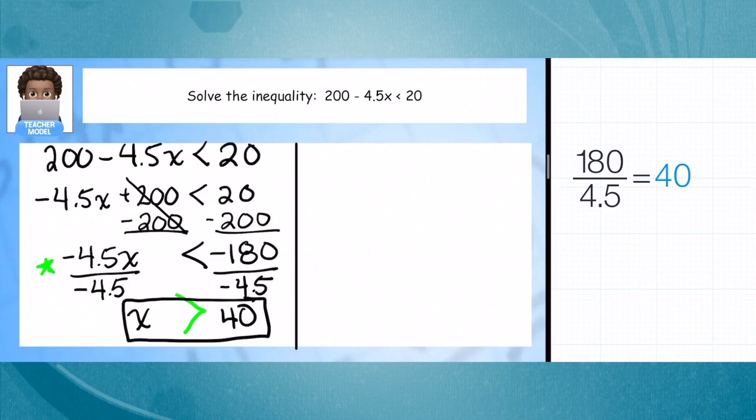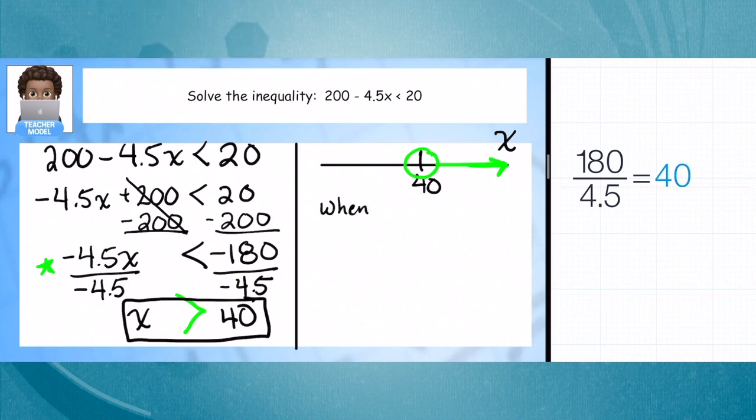I'm going to graph this just so we can see it. It's part of our solution. So here's 40. We're looking for all the numbers that are to the right, that are greater than 40. All right, and let's just choose for our check a value that is greater than 40. Let's just choose, this would be simple, 41.